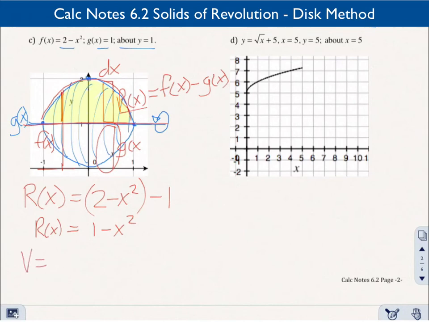So volume is going to be pi r squared times height, so pi, and then the definite integral. Well, where are we going to go from here? Looks like we're going from negative 1 up to 1, of r of x, which is 1 minus x squared. And then we square it because that's part of our formula, and then dx. All right, and then our approximation here is going to be about 3.351 cubic units.